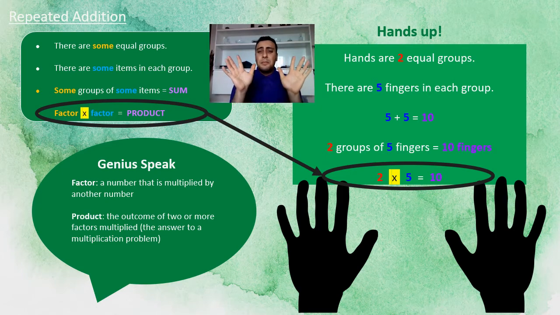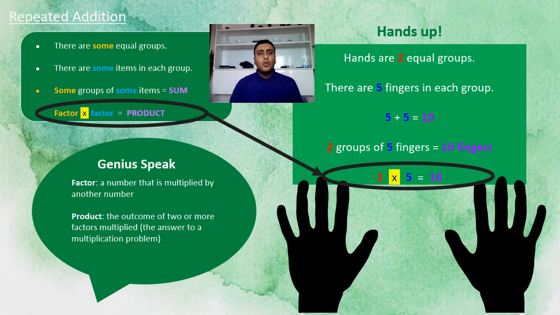Now, because we have two groups of 5 fingers, right? One group and one group. So we have two groups. How many fingers do we have in each group? 5. So 5 and 5 equals to 10. Now, addition takes time. So we can use multiplication. Instead of saying 5 plus 5 equals 10, we can say 2 times 5 equals to 10.